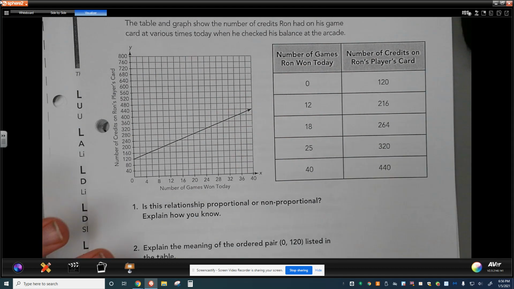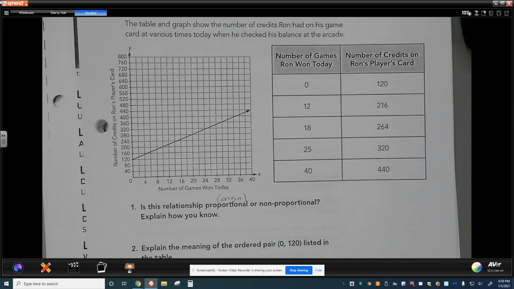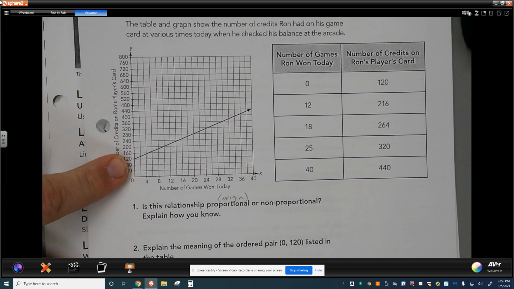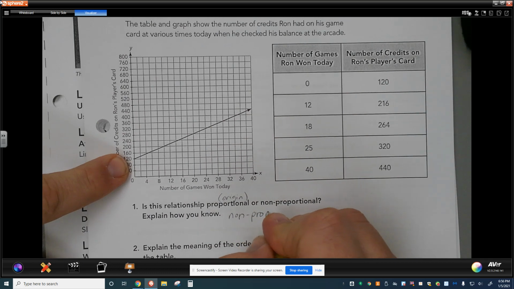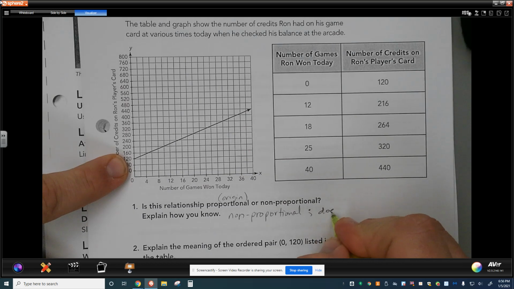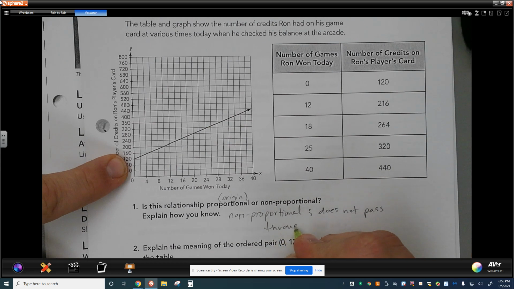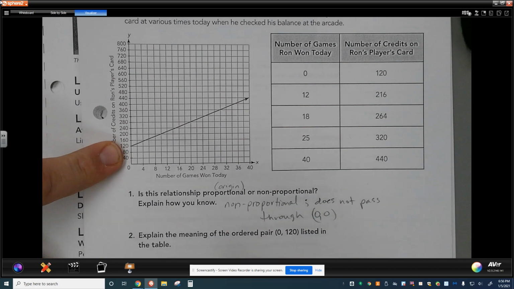Remember that a proportional relationship has one very big concept that makes it distinguished from non-proportional. Proportional relationships always pass through the origin. It means that the output, y, is being directly influenced by the input, x. In this case, we see that our line does not pass through 0, 0, so we know this is non-proportional. And then we could just say, does not pass through 0, 0. So 0, 0 is not a solution. But it does pass through at 0, 120.